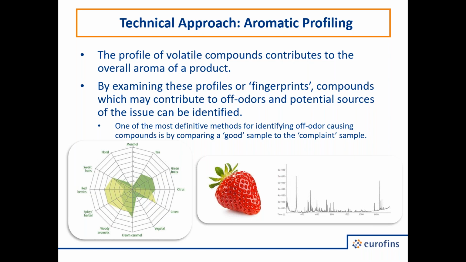And so by doing this, we can look for compounds that are present in the complaint sample and not in the control sample. And this can be indicative of, say, contamination or microbial growth, and can lead us to the source of the off odor. And the reverse can also be beneficial. That is, looking for compounds that are present in the good or the control sample that are not found in the complaint. And this can be indicative of, say, an issue in processing. Maybe a key ingredient or a key flavoring compound was not added or not added in appropriate amounts. And so now you're getting a change in your flavor profile.